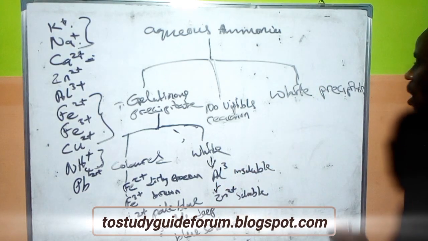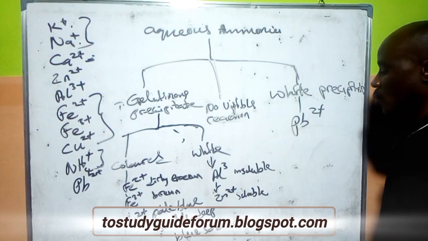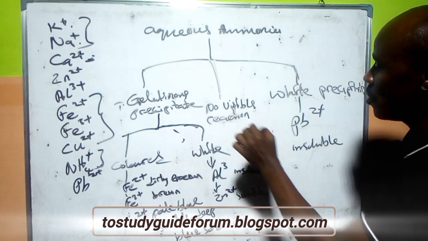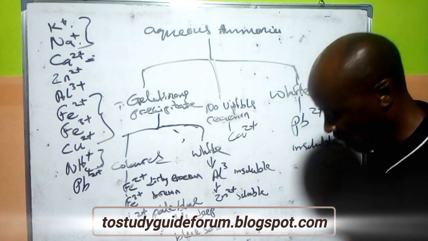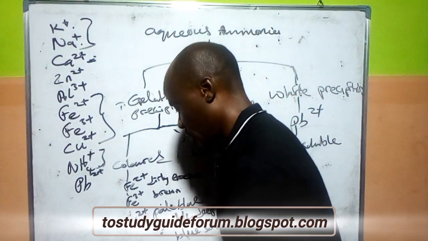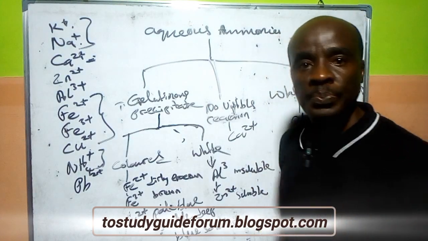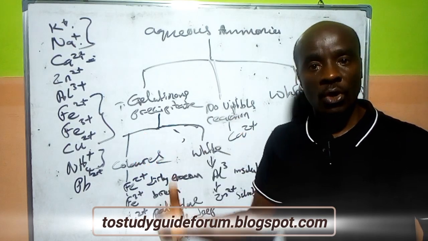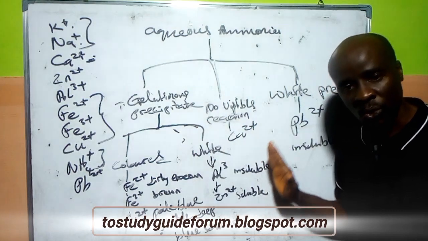Now when we come to this other one, we have lead ion, a white precipitate, which is also insoluble in excess. Now, in this case, no visible reaction is a case of calcium ion. In the case of calcium ion, we have what we call no visible reaction. There will be no effects with aqueous ammonia. And one thing I want you to note here is that these are some of the things you should note whenever you are working with salt analysis.